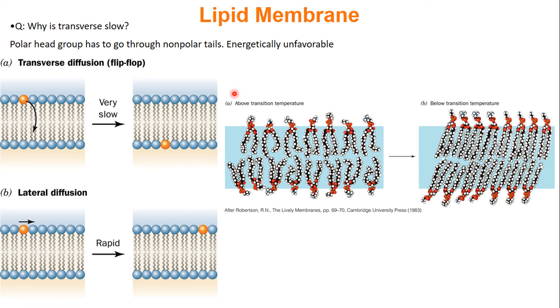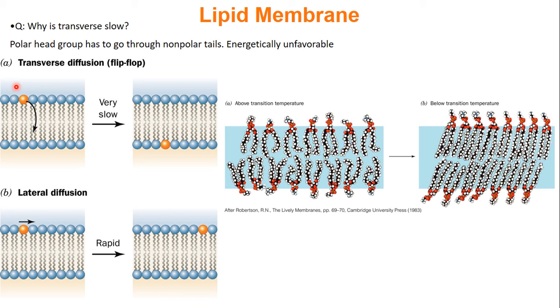So the membrane itself, we have a question here where we're looking at lipids. We have transverse diffusion, flip-flop, where one lipid goes from a layer to another layer, and lateral diffusion while they stay in the same layer. Speeds are very different. So why is transverse slow? The inside of the lipid is nonpolar, while the head groups are charged and polar. So to go from one side to another, your polar head group has to go through this nonpolar body. This is very energetically unfavorable.